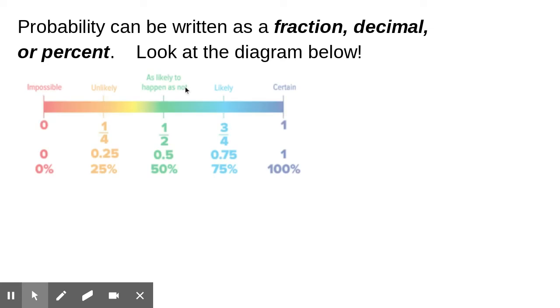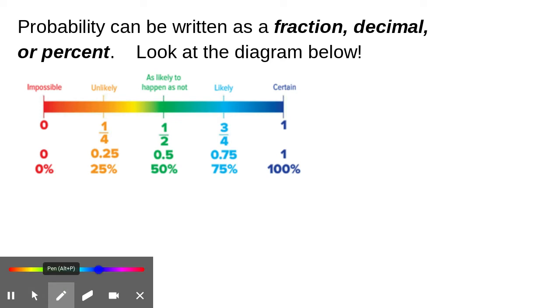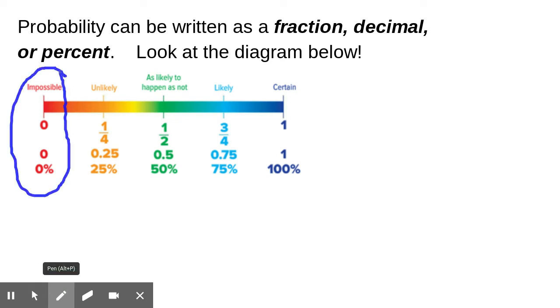So I want to have you look at this diagram with me here. All right, so if something is impossible to happen, then you have a 0% chance of that happening. It's impossible. It's not going to happen. So that's the one end of the spectrum. The other end of the spectrum is 100%. It's going to happen. You are 100% sure it's going to happen.